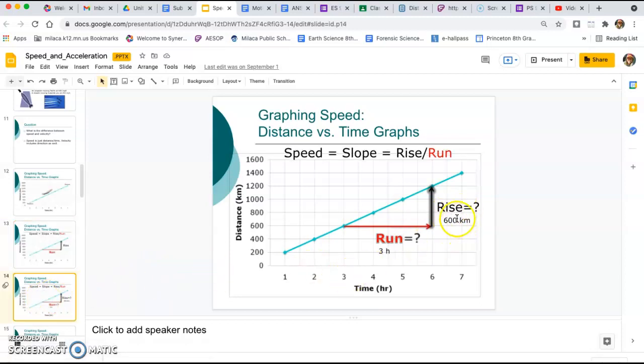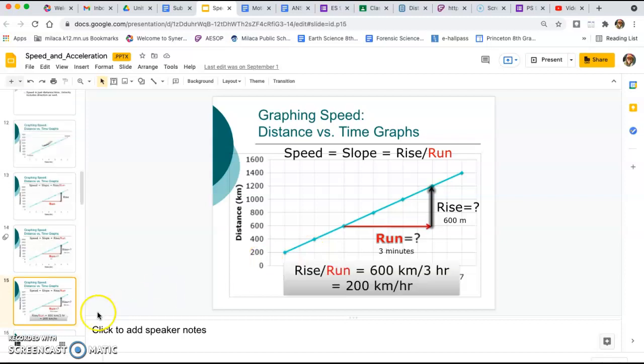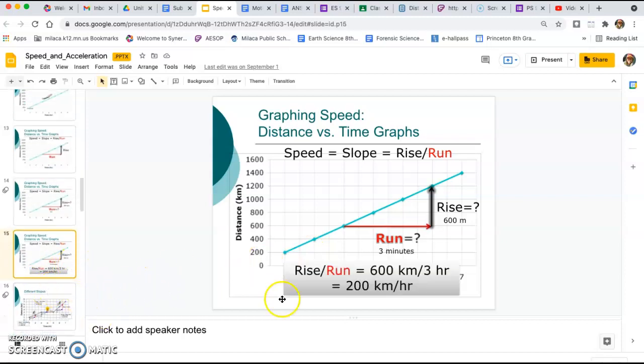All right, and here it is. 600 kilometers is my rise. 3 hours is my run, which would leave my speed to be 200 kilometers per hour. And you could go ahead and draw out that graph if you want. But what you want to remember is that the speed is equal to the slope. The slope is equal to the rise over the run. And I find that by choosing 2 points on the graph and finding the difference in the rise, and I divide that difference by the difference in the run.